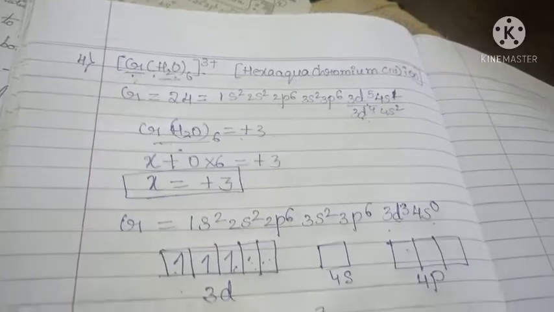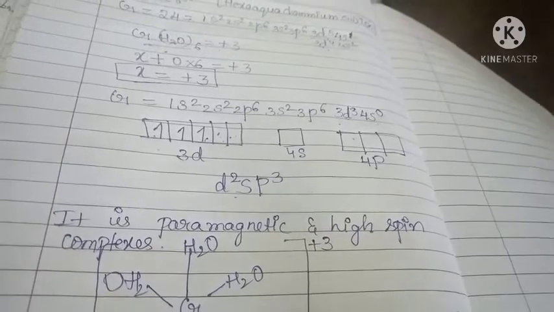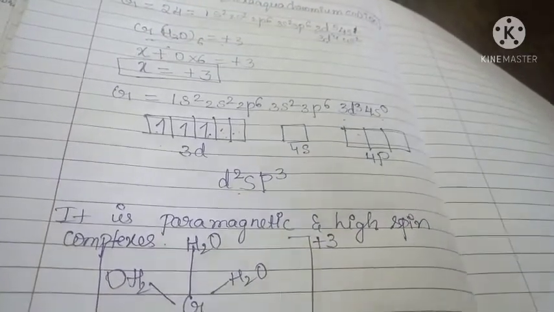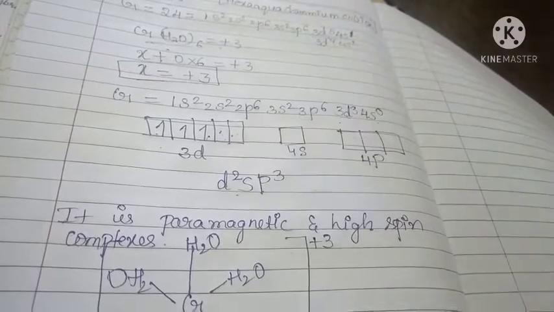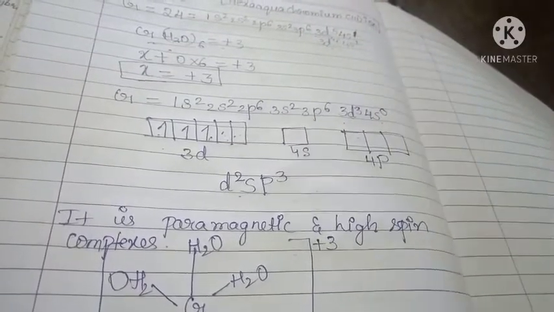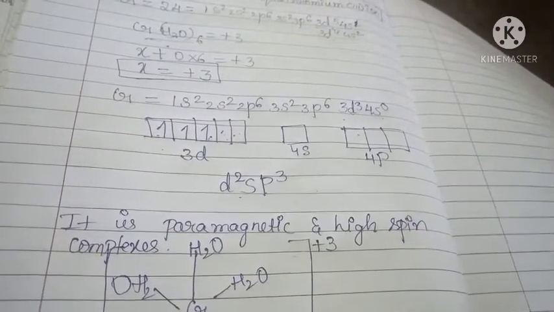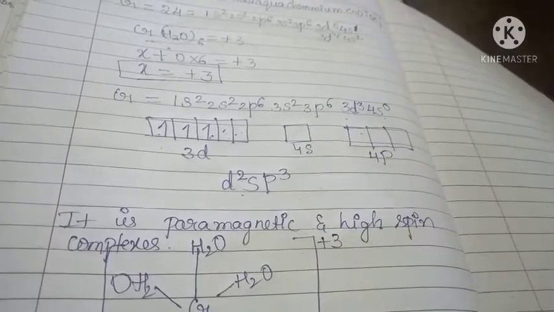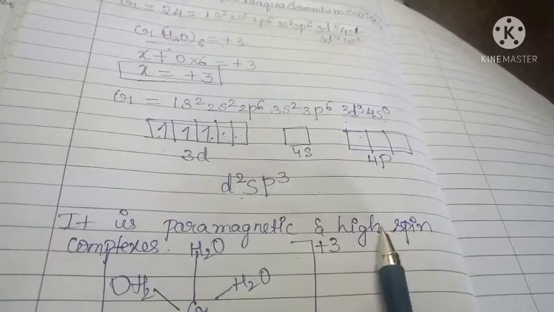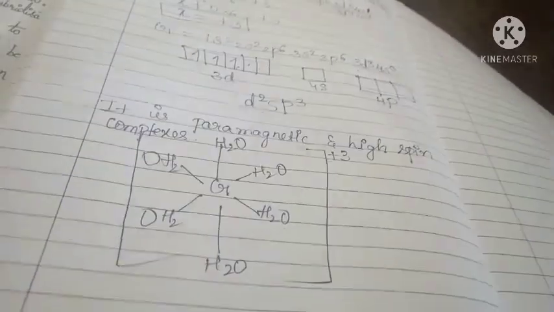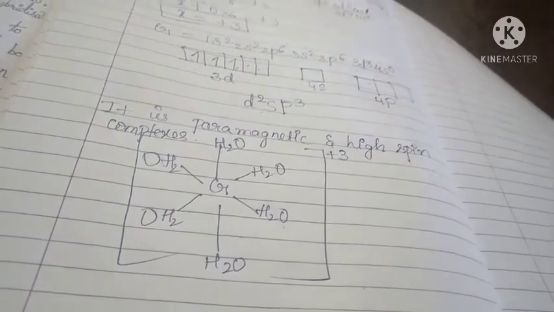We have to know about the electronic configuration and oxidation number, and it has unpaired electrons. In this there will be no pairing up because aqua, meaning water, is a weak ligand and also neutral. It does not have a charge, so that's why pairing up is not formed. Hence it has unpaired electrons. If unpaired electrons are present, it is paramagnetic and a high spin complex, and this is the structure. These are all octahedral structures.